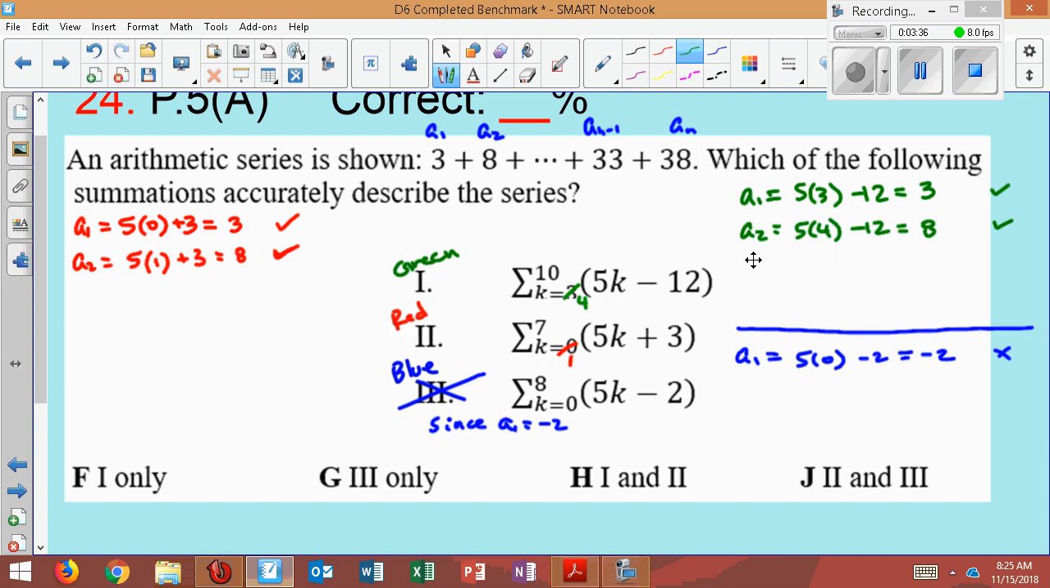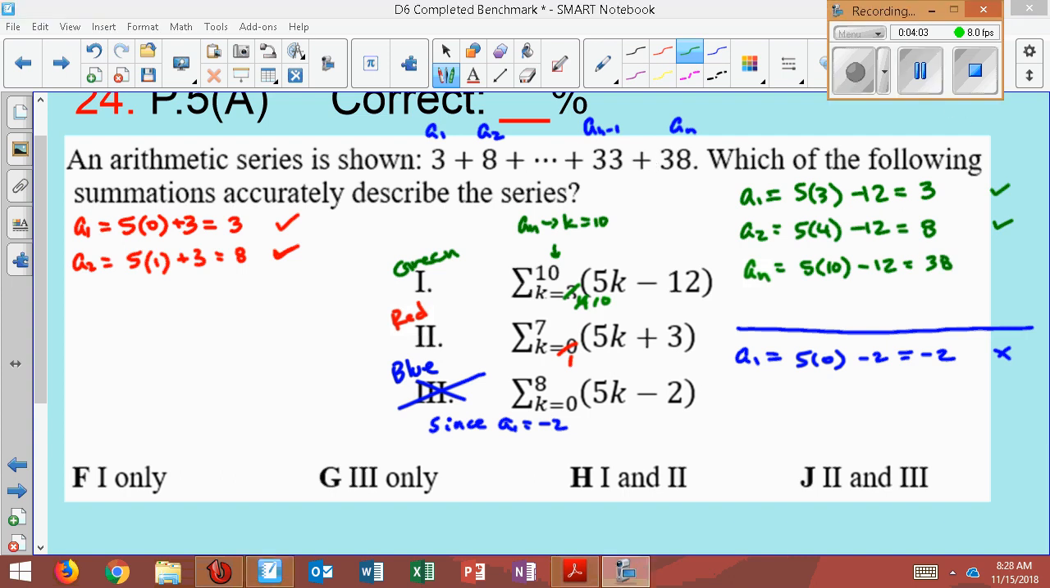All right, so let's try the last term, a sub n. We don't know what n is, but I do know that for a sub n, k equals 10, because that's the last number there. So I'm going to plug in a 10. 5 times 10 minus 12. Let's see what that equals. 5 times 10 is 50, minus 12 is 38. Is that what it's supposed to equal? It is. Since I have 38, and it's supposed to be 38, this one works. And it looks like this is going to be a great answer choice.